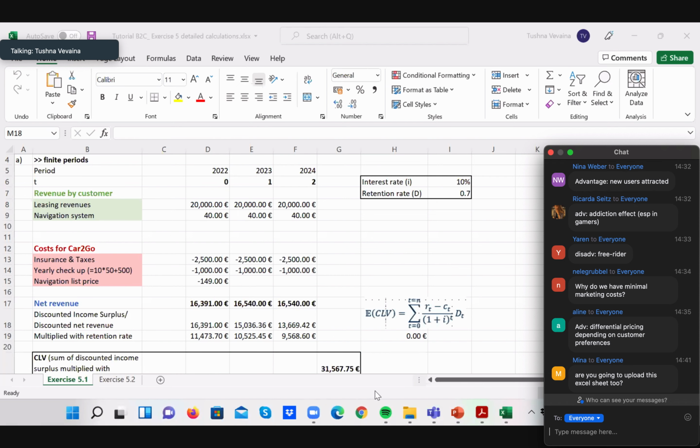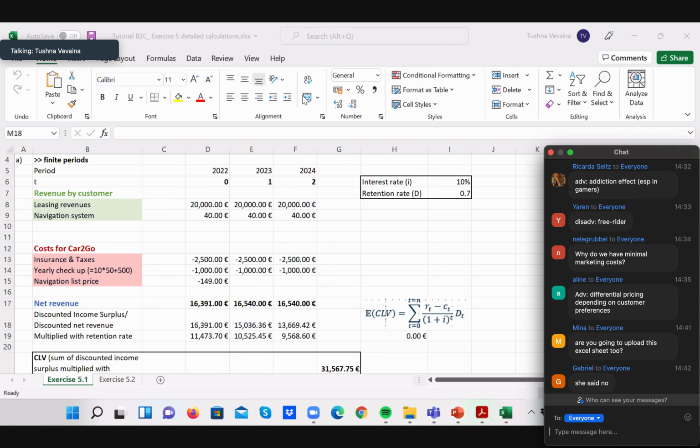Now the navigation system, it became a problem for a few students to understand why you have 40 euros and why it's not a cost, for example, to the company.